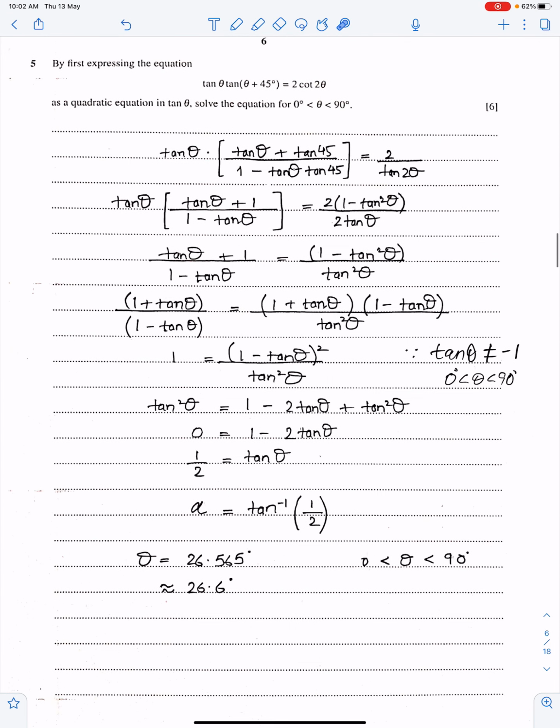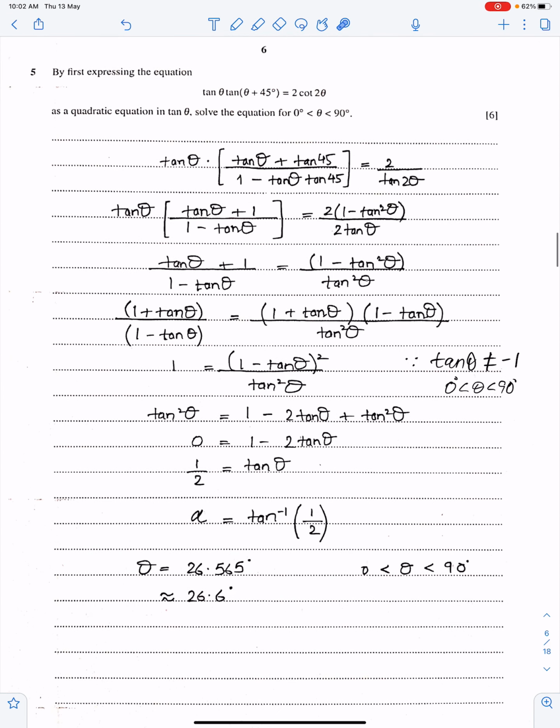Question number 5. By first expressing the equation as a quadratic equation in tan theta, solve this equation for this domain. This is simple, we just need to use the sum of angle formula here. The sum of angle formula for tan is this: tan theta plus tan 45, over 1 minus tan theta tan 45.